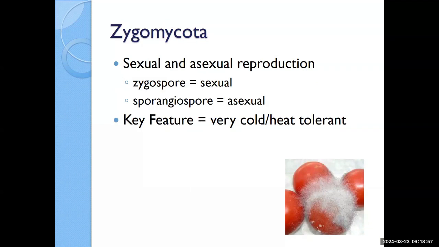Zygomycotas are perfect fungi. They can reproduce sexually and asexually. When they reproduce sexually, they use something known as a zygospore. When they reproduce asexually, they have a structure known as a sporangiospore. Their key feature is that they are very cold and heat tolerant, which leads us to their significance in terms of coinciding with humans in this life. The zygomycotas are those species of fungi that are responsible for food spoilage and food poisoning.